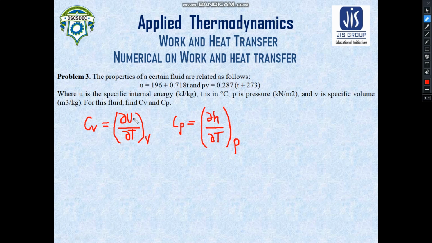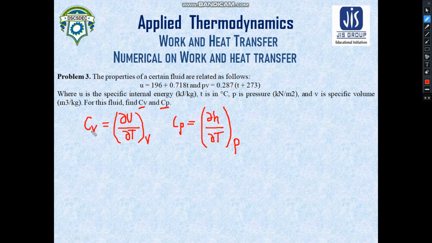So here is problem number 3. The properties of a certain fluid are related as follows. U is equal to 196 plus 0.718 t, and PV is equal to 0.287 times t plus 273, where U is the specific internal energy expressed in kilojoule per kg, and t is in degrees Celsius, P is in kilonewton per meter square, that is kilopascal, and V is specific volume in meter cube per kg. For this fluid you have to calculate the Cv and Cp.